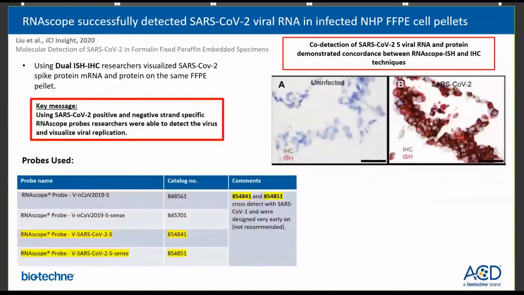In addition to that, they also performed DualISH IHC. It's the technique that Mladen talked about before that allows you to simultaneously detect mRNA and protein in the same tissue context. Interestingly, they actually looked at both the SARS-CoV-2 mRNA and the protein on the same FFPE pellet. Really, once again, highlighting the power of using RNAscope, not only standalone, but also the ability to look at RNAscope with a protein on the same morphological space.